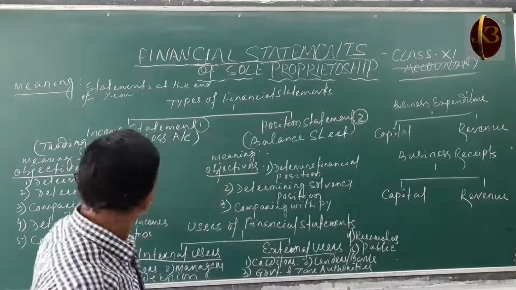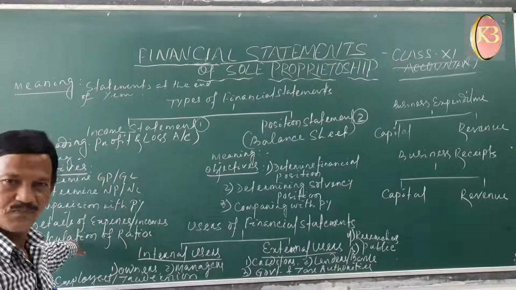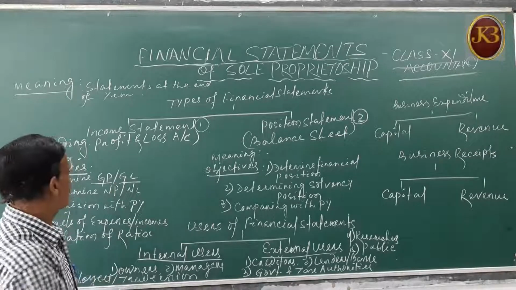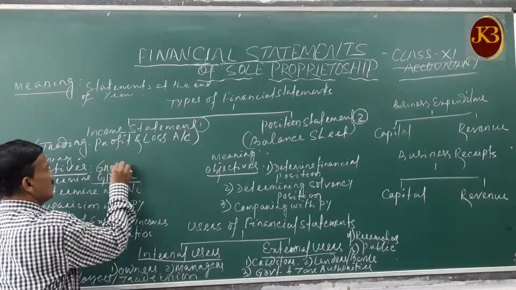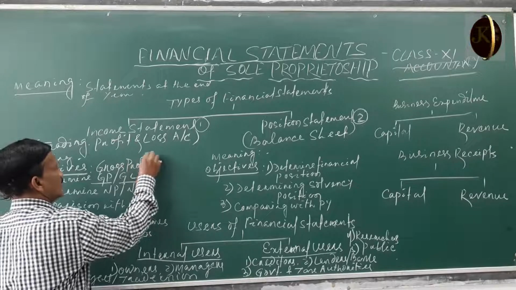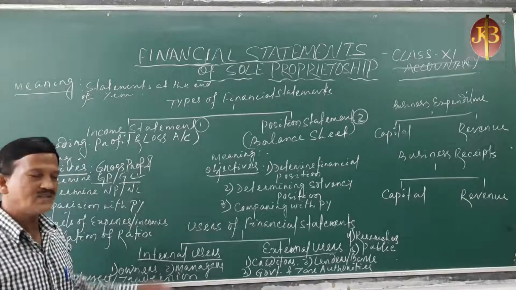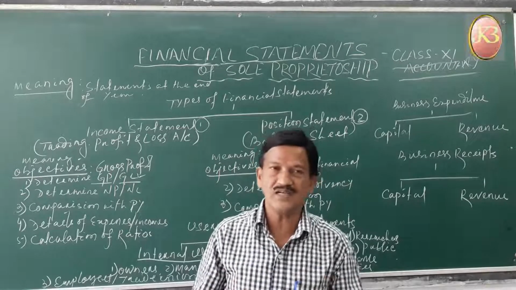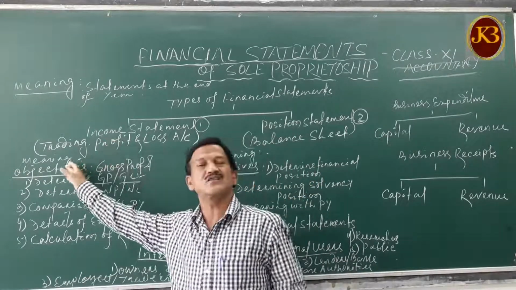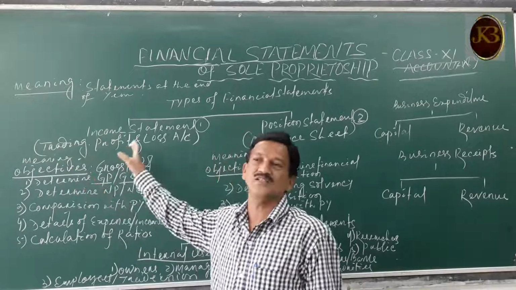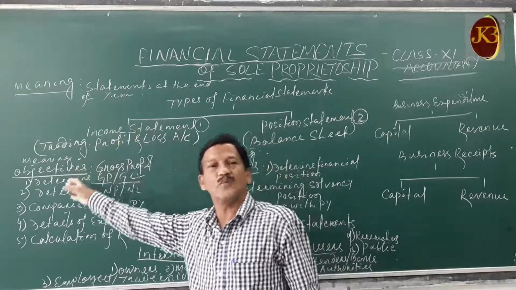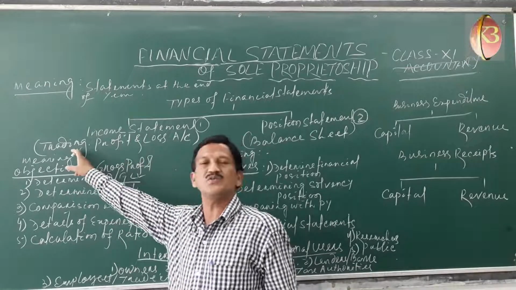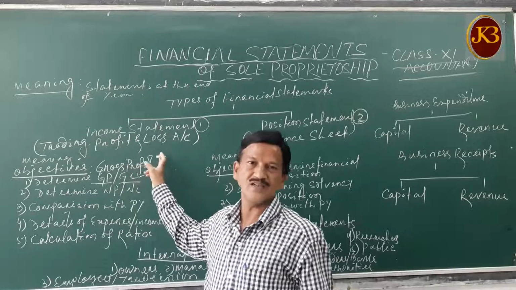So let's see the objectives of the income statement. The first objective is to determine the gross profit or gross loss, that means either profit or loss. The trading account is prepared for this, because the income statement consists of two statements. One is your trading account, another is your profit and loss account, and they are jointly prepared as one account. So it has two parts. The first part is your trading account, the second part is your profit and loss account.